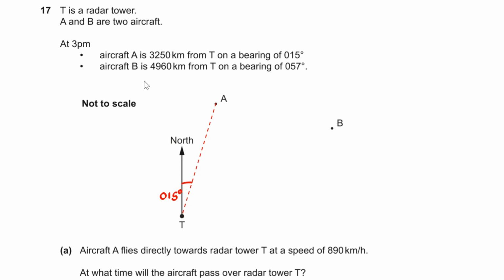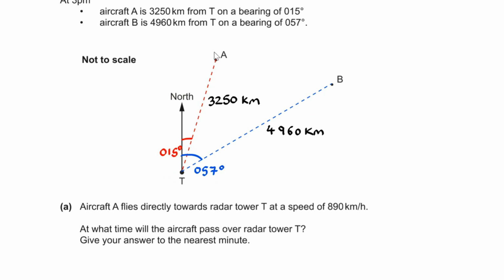And aircraft B is 4960 kilometers from T on a bearing of 057 degrees. So from here to here, we would have an angle of 57. And what we were told is here we've got 3250 kilometers, and here we've got 4960 kilometers. For part A, aircraft A flies directly towards Tower T at a speed of 890 kilometers per hour. At what time will the aircraft pass over Tower T? Give your answer to the nearest minute.